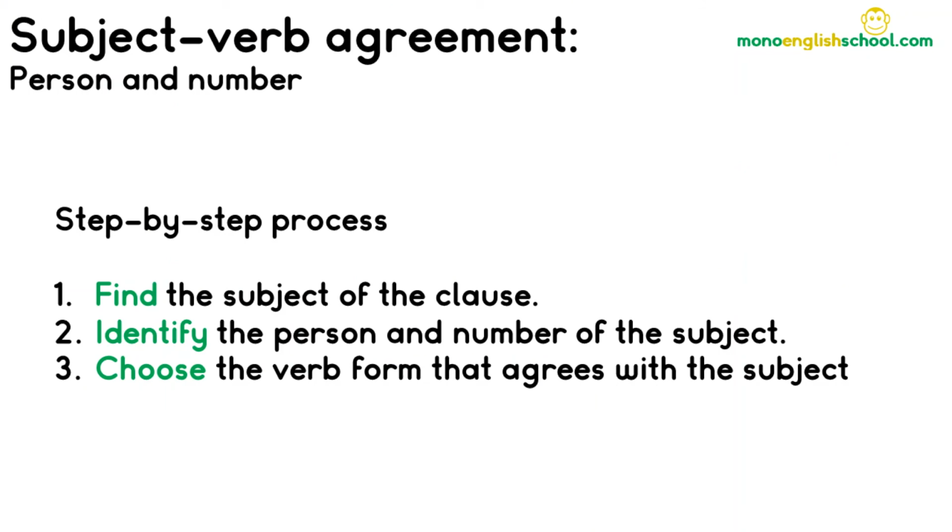So, a step-by-step process for subject-verb agreement with person and number would be to first find the subject, then identify its person and number, and finally to choose between the verb form that agrees with the subject.